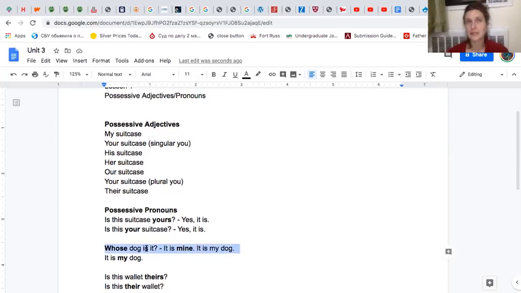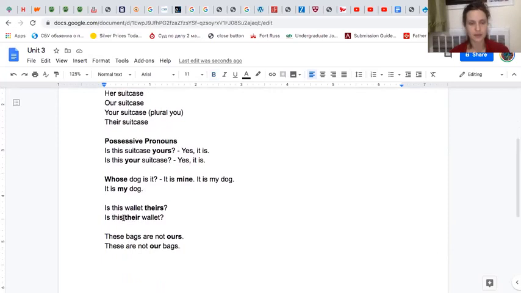Whose dog is it? It is hers. Whose dog is it? It is theirs. Whose car is it? It is ours. So I can use different possessive pronouns depending on the person.